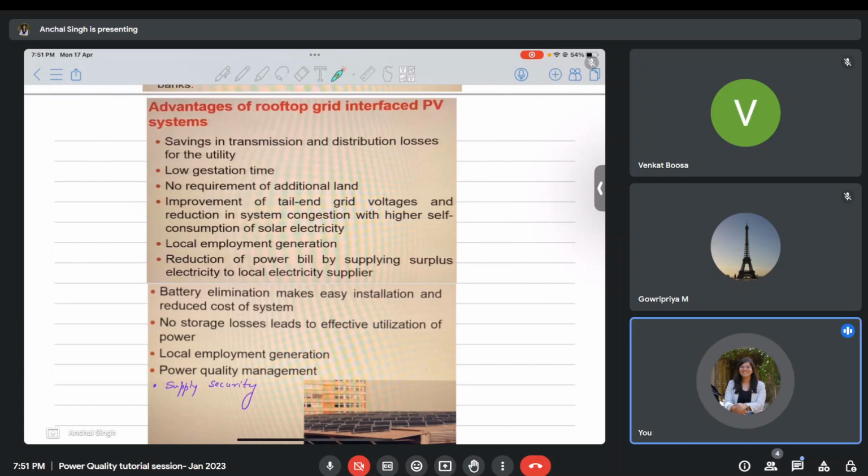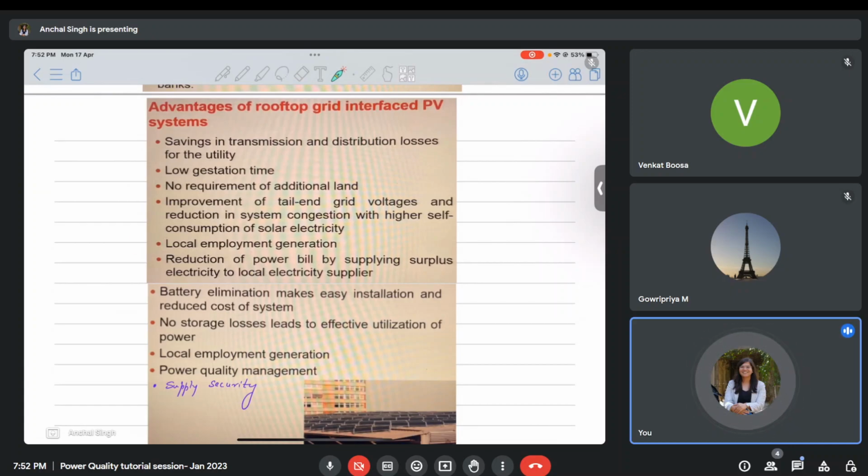Then there is improvement of tail end grid voltages. We have been talking about the non-linear kind of load. What we discussed is that whenever you are drawing even a small amount of non-linear load at your home, that non-linearity goes to the distribution system, and this non-linear current makes the point of common coupling voltage also non-linear in nature. If we start generating our own solar energy, then we are solving that problem, right? We are using the energy that we are generating, so we are not transmitting any non-linear current to the distribution or transmission system. So we are helping the grid in this case.